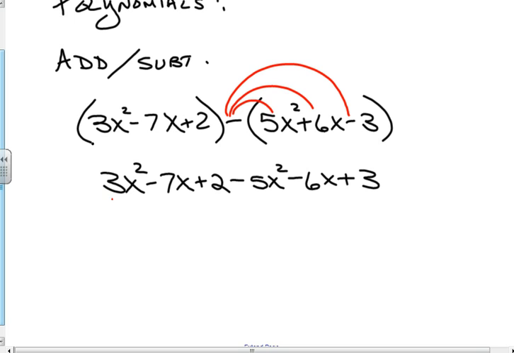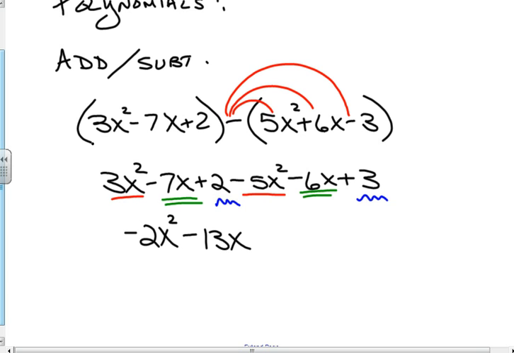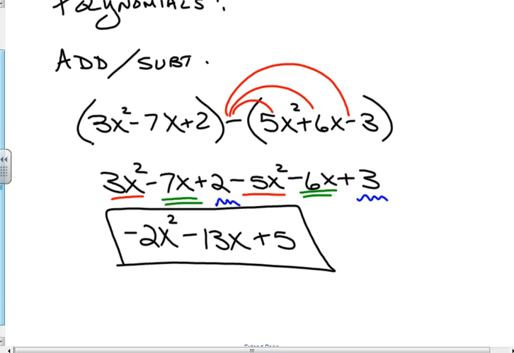Then when you go back, put your x squareds together. 3 minus 5 is negative 2. Most of you are doing really good with the positive and negative numbers, but you can always double check yourself on the calculator to take a 3 minus 5. Then for x to the first, you've got a minus 7 and a minus 6, which is a minus 13 in the x to the first category. And then for the numbers, a positive 2 and a positive 3 is a positive 5. Watch your signs going through on those.